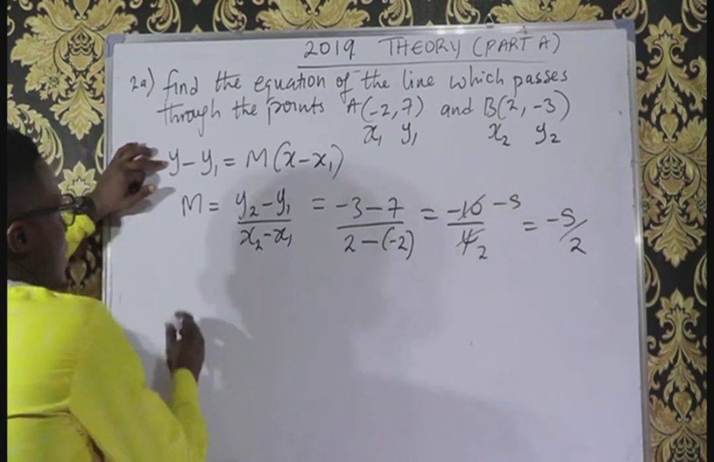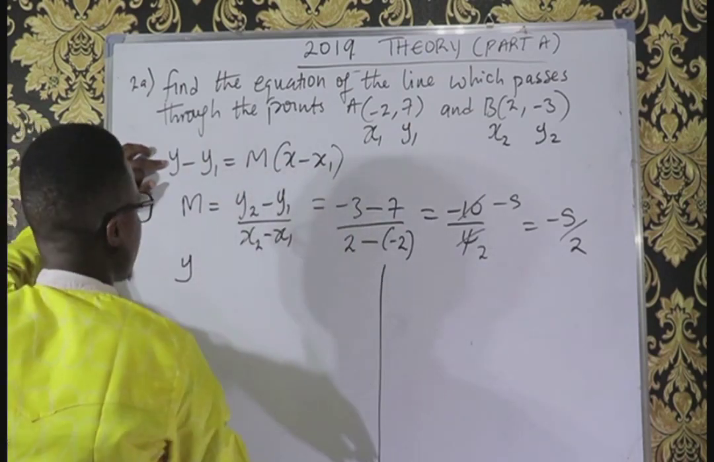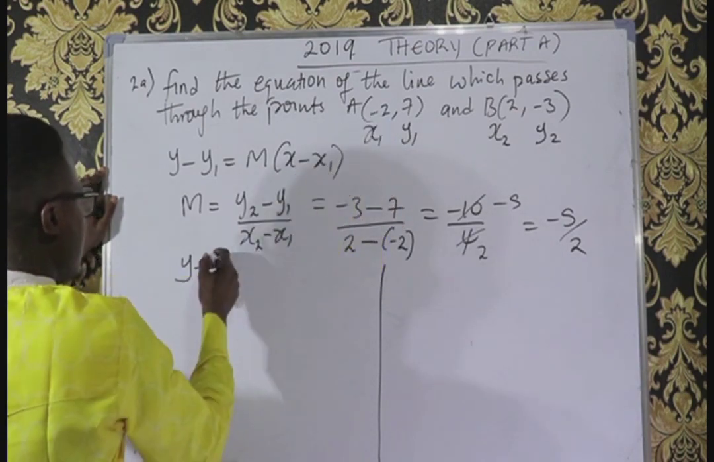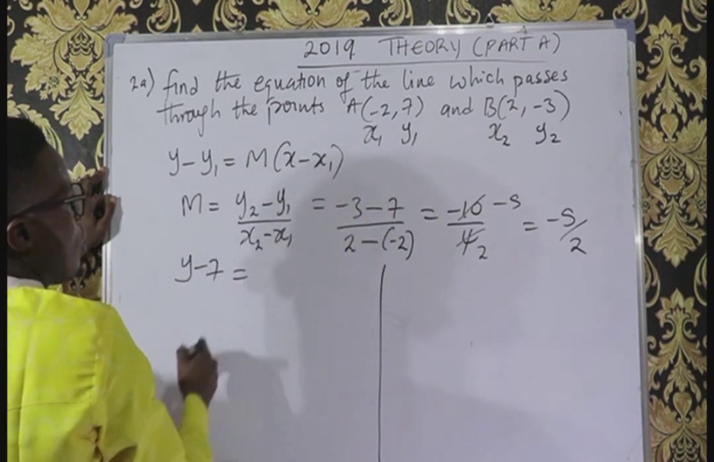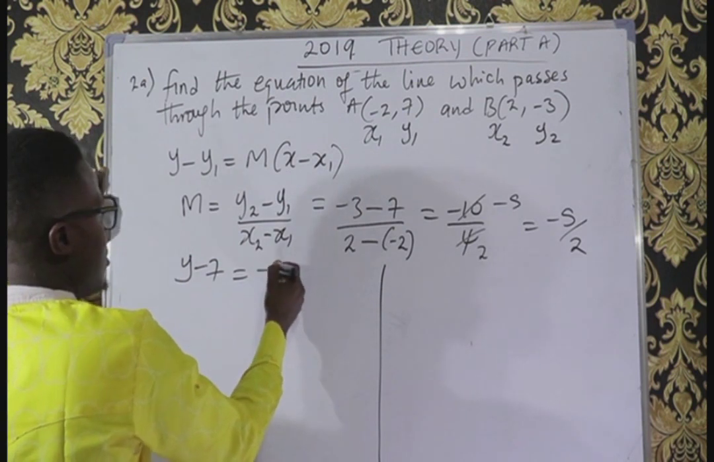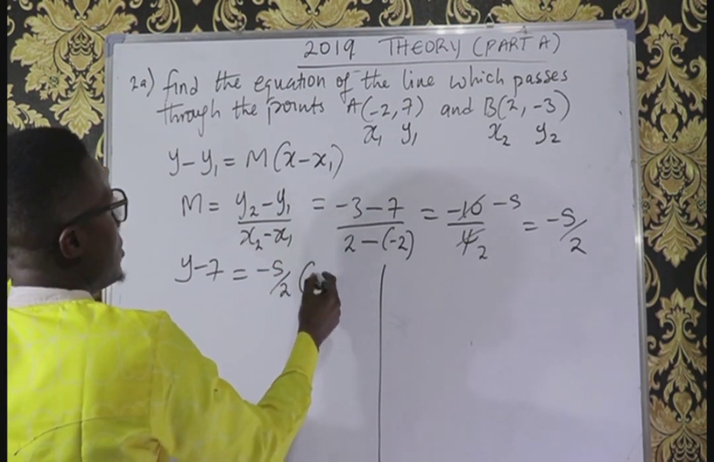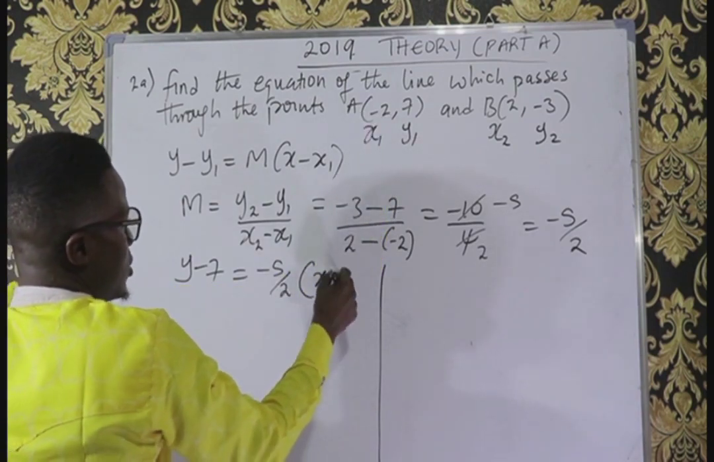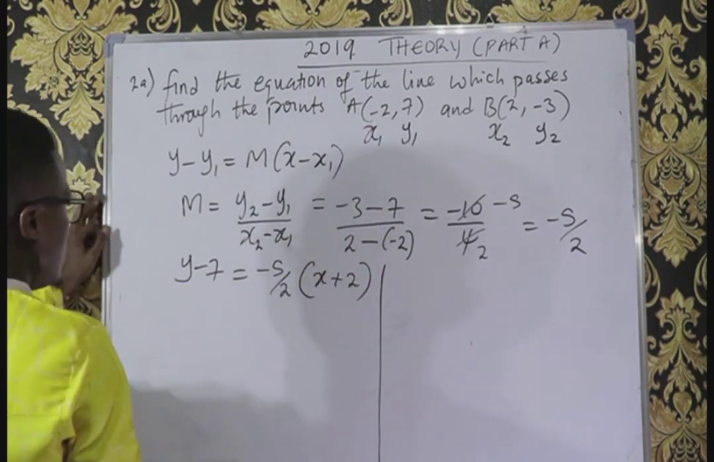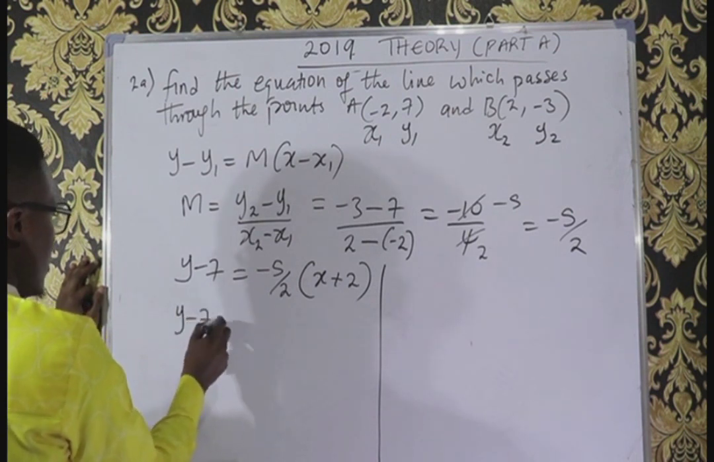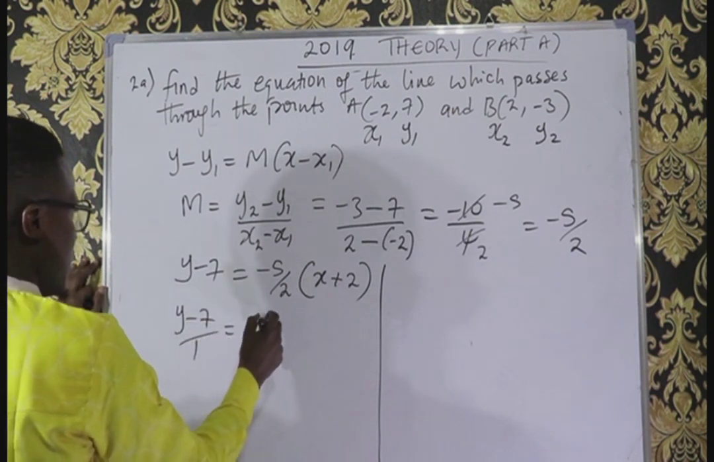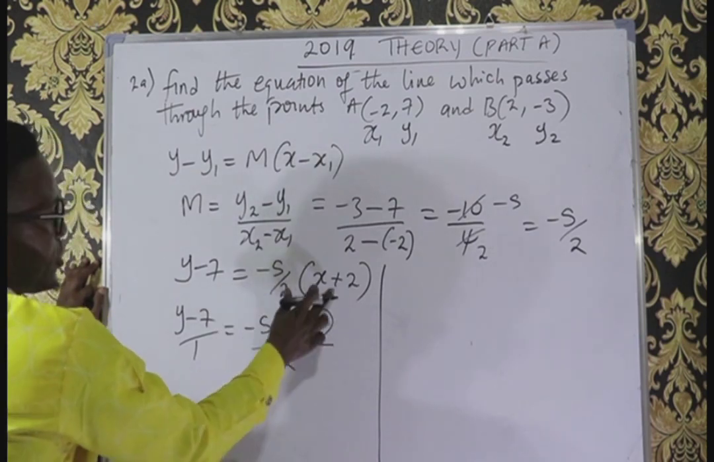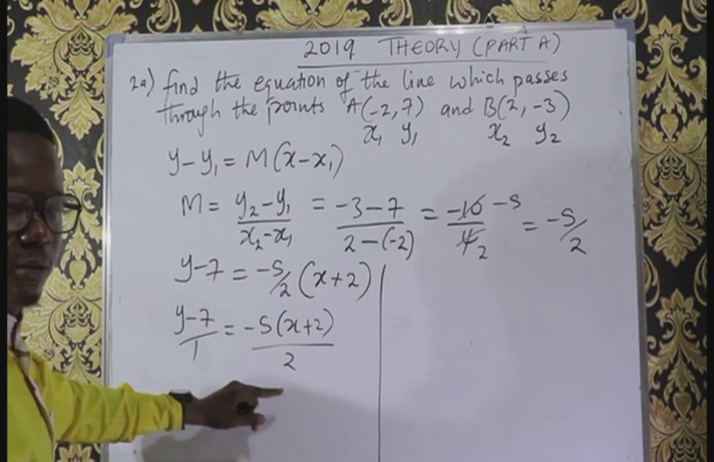So I'll plug it here. We shall now have y minus y1, which is 7, is equal to m. m is now minus 5 over 2 into x minus x1. Our x1 is minus 2. Minus minus turns to plus. This can be written as y minus 7 over 1 equals minus 5 into x plus 2, all over 2. Minus 5 is multiplying this, then over 2.